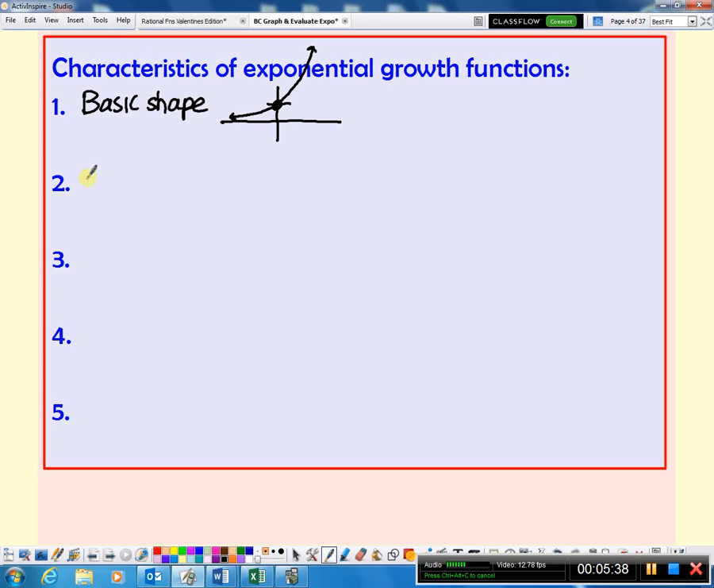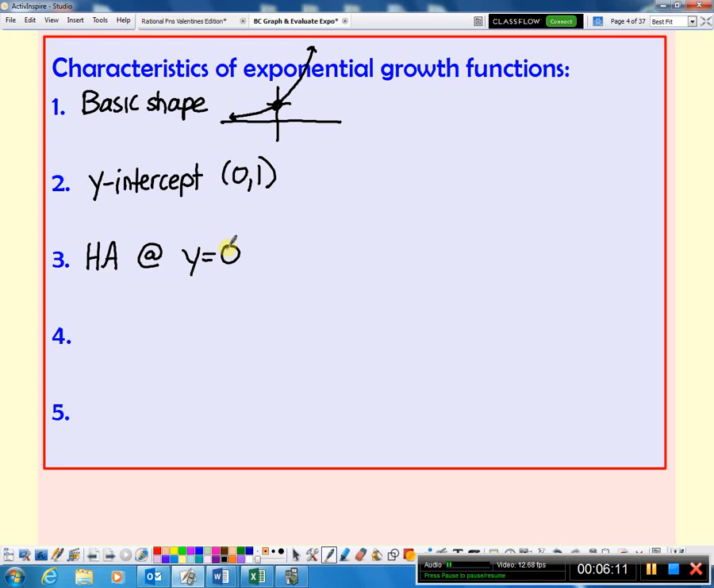Well, number one, I see that it has a y-intercept at 0, 1. Because whether it's 2 to the 0 or 4 to the 0 or 7 to the 0 or e to the 0, you're going to get the answer 1. So 0, 1 is always on the graph. The next thing I notice is that there's a horizontal asymptote over the x-axis, or at y equals 0.